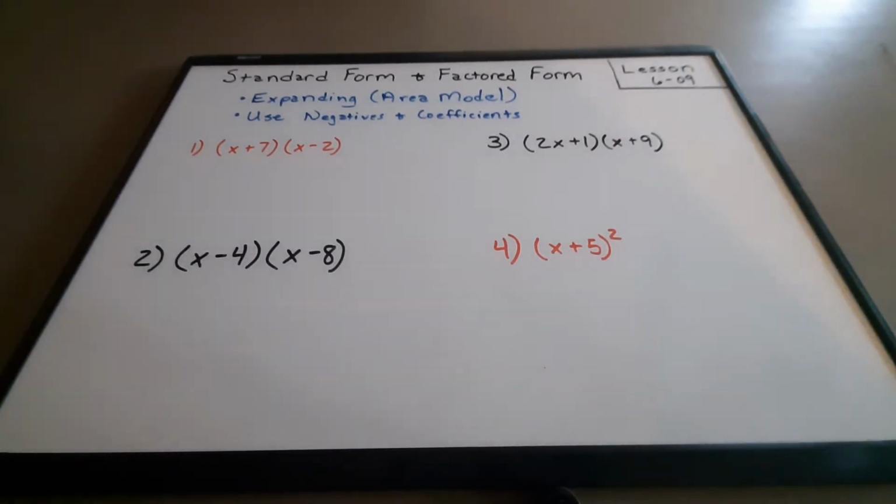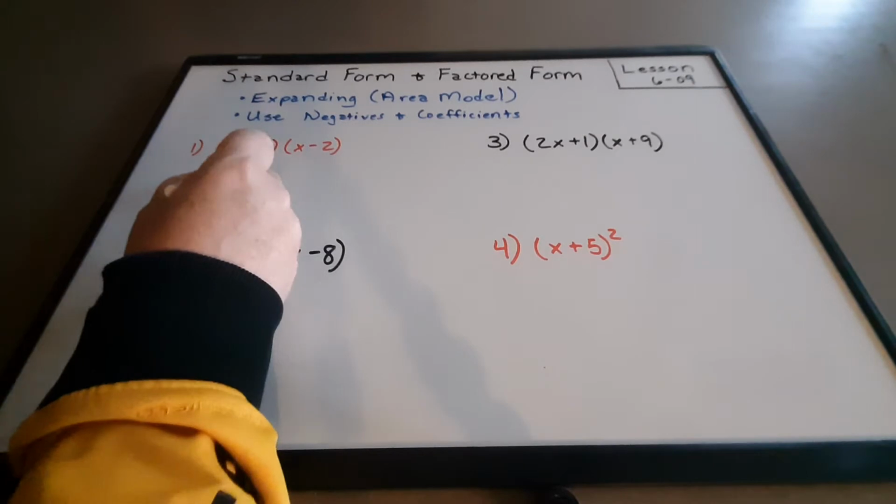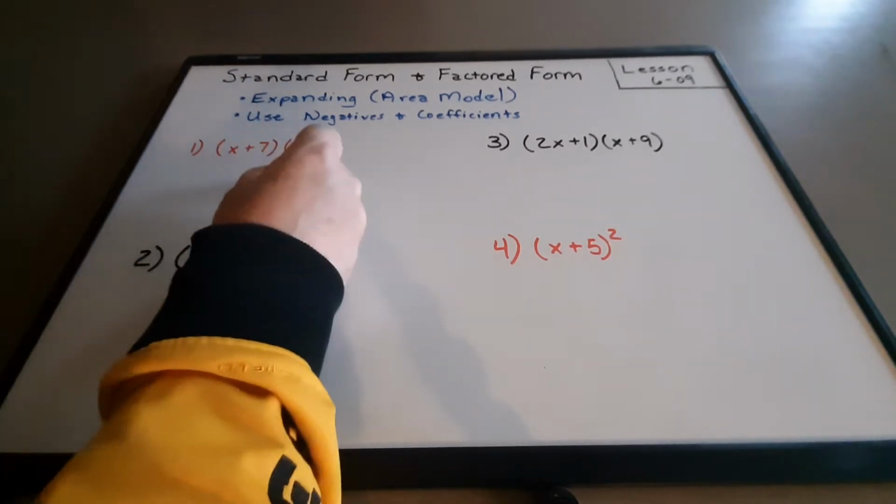So if you look at problem 3 here, we have a 2 times x. So that gives us a coefficient. All right, let's look at problem number 1. Notice we have a negative in here. Still going to use our area model.